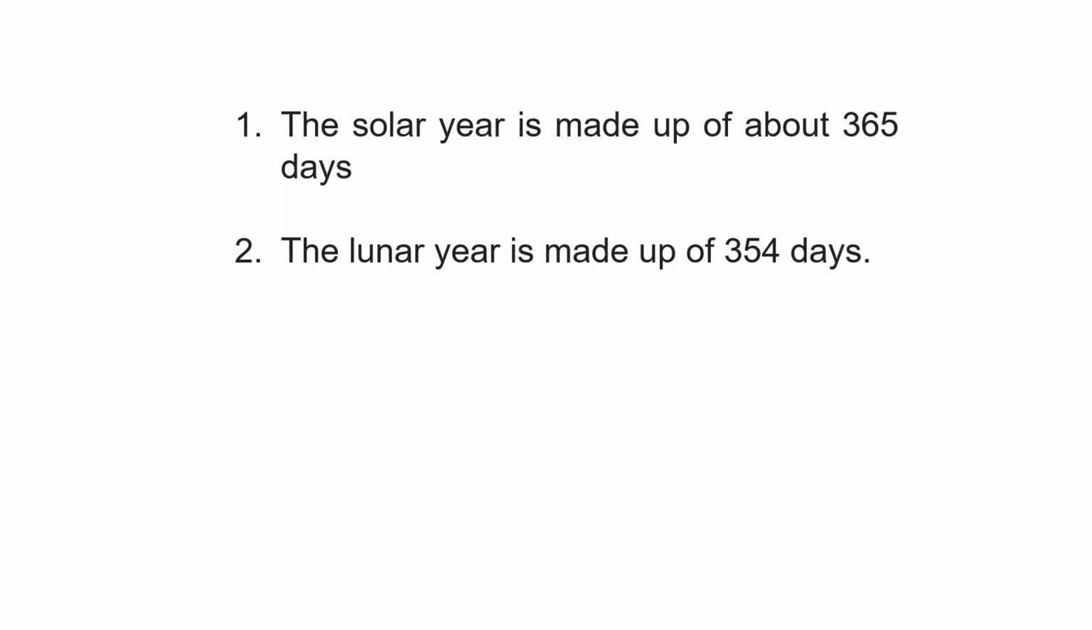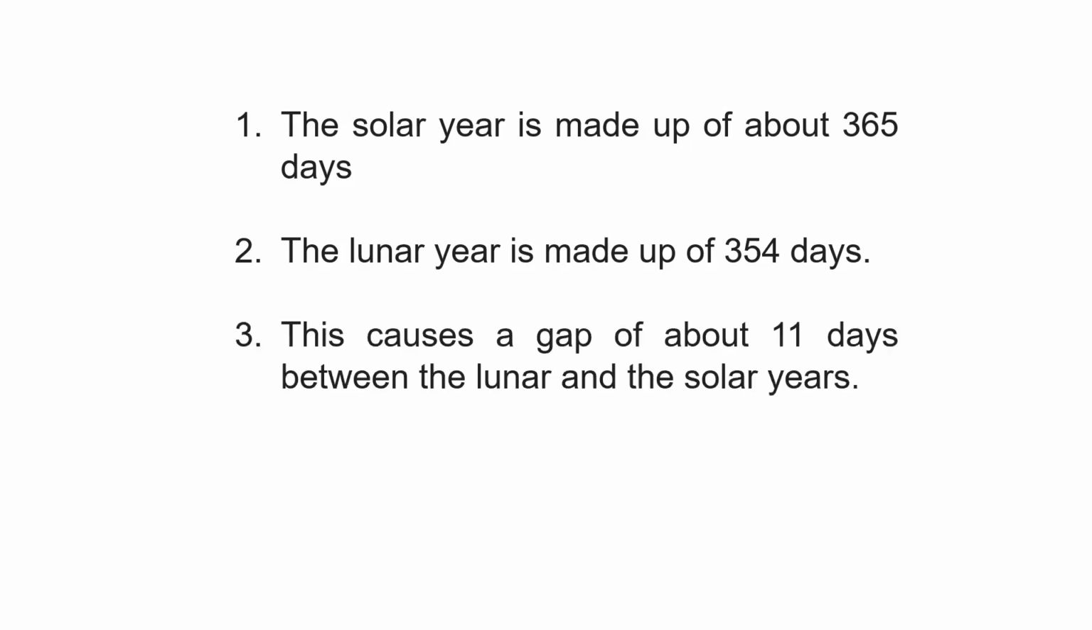Except it doesn't exactly make those 12 rotations in those 365 days, but rather it makes them in 354 days. Now, that difference creates this gap of about 11 days between the lunar year and the solar year. Every year, you can say it makes a gap of about 11 days. Keep in mind that these numbers are accurate, they are not precise. The accurate numbers are enough for our discussions.